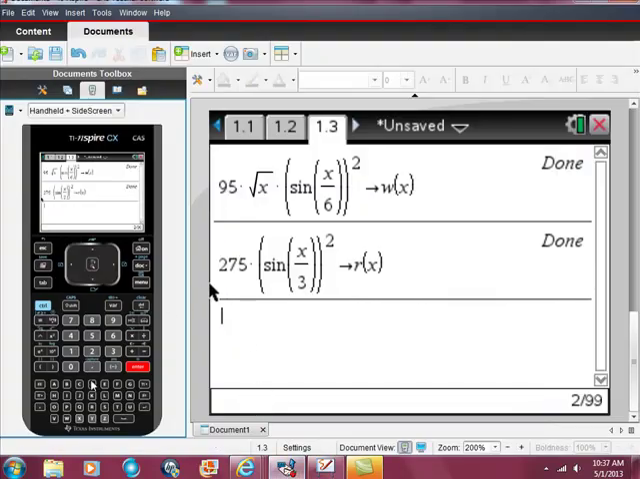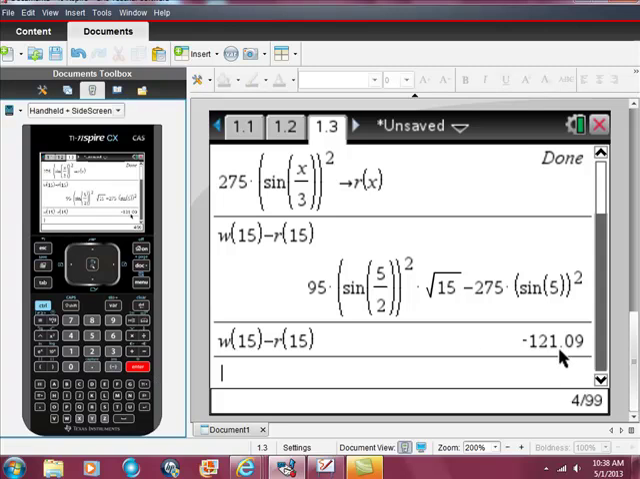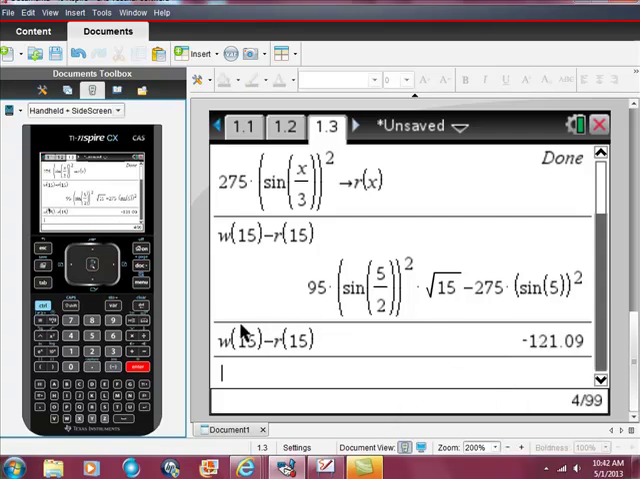So I just went here and took W of 15 minus R of 15, hit equals, and we have that number. All right, so we got this. So this is the amount of water coming in, the rate of water coming in. This is the rate of water coming out. And the rate going out is greater than the rate going in, so the level of water is not increasing. So that's how I got that answer.